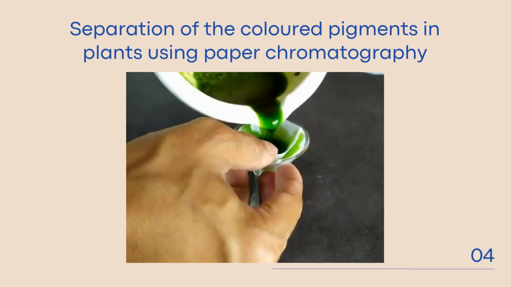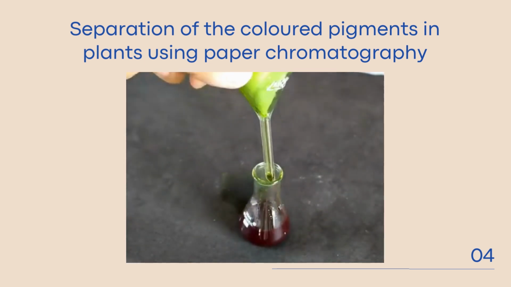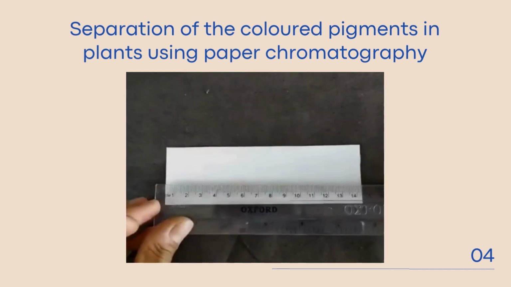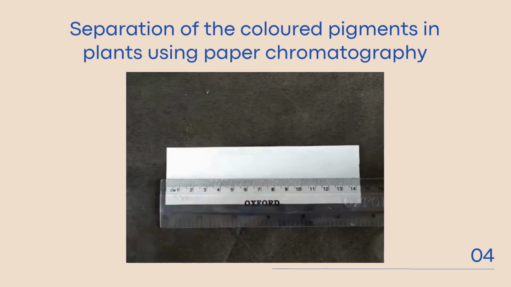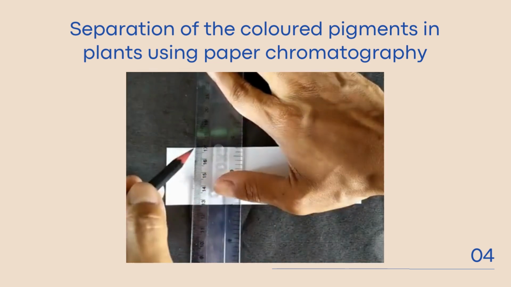Filter the extract and collect the supernatant in a small container. Keep this extract aside and proceed with preparing the chromatography paper and chamber. Take a strip of Whatman filter paper pre-cut to approximately 5 by 20 centimeters.